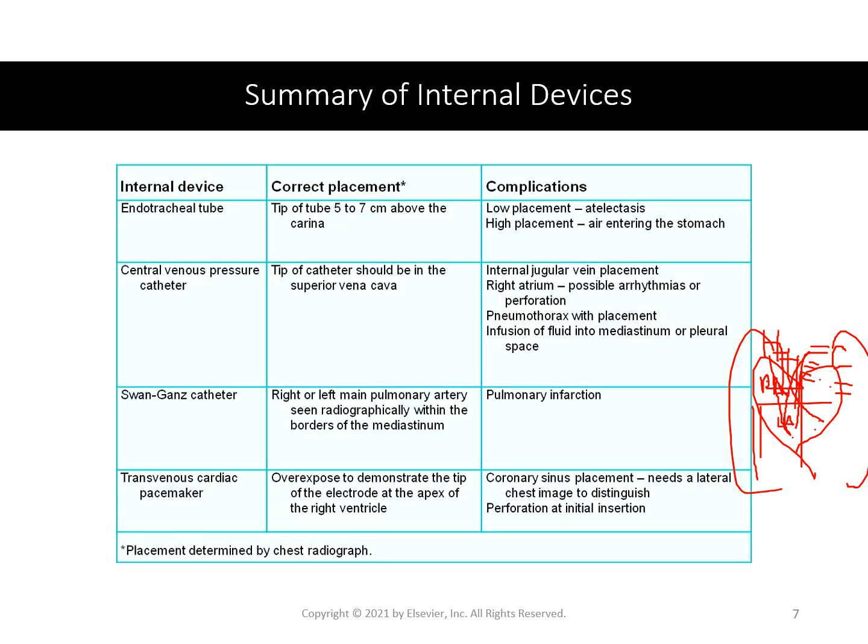Then there's the transvenous cardiac pacemaker, and the correct placement of this pacemaker is to get the tip of the electrode at the apex of the right ventricle. So what they'll typically do is insert it in the skin line up here, and then they'll run the electrodes down here, and what we're looking for is these radiopaque metal tips in the apex of this right ventricle right there.